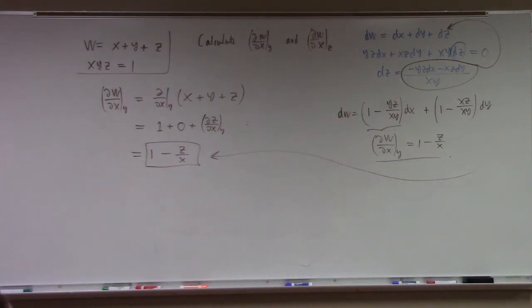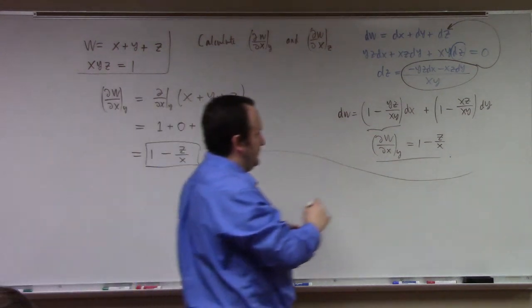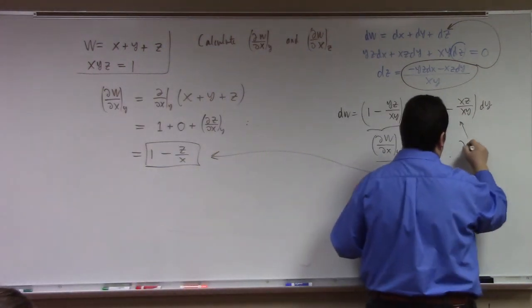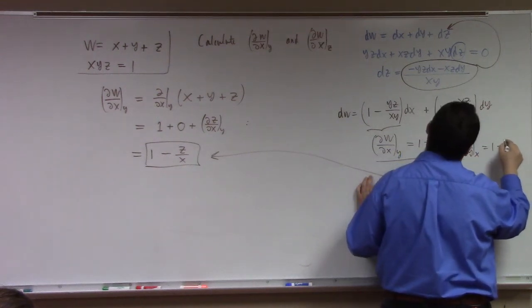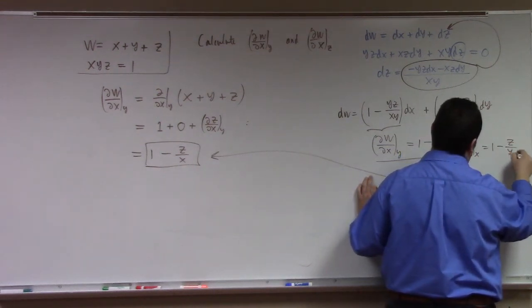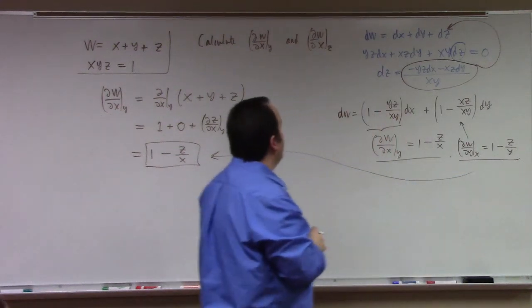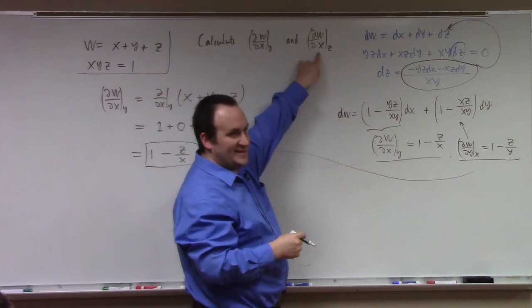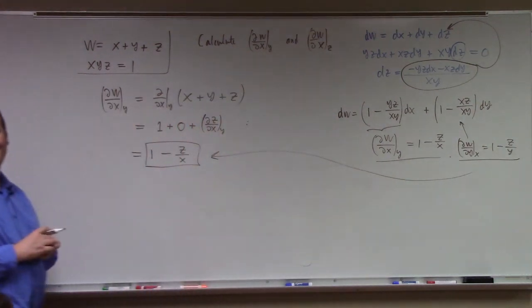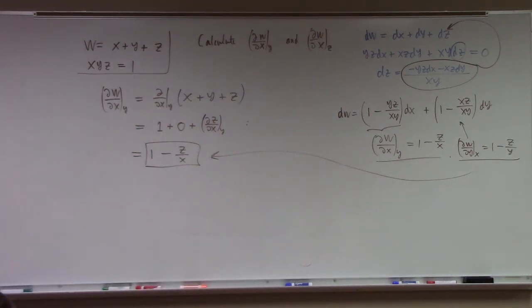So the other one then is partial w, partial y holding x fixed. Looks like it's z over y, yeah. Which is probably what I meant to put here, but didn't. I mean, partial w, partial x holding z fixed is yet something else that I haven't calculated yet.